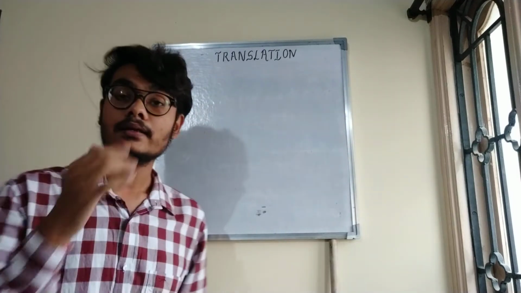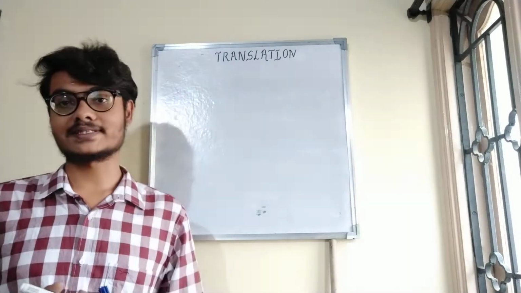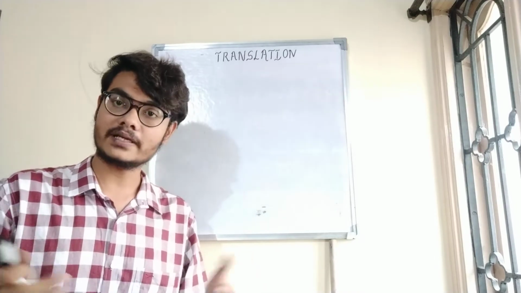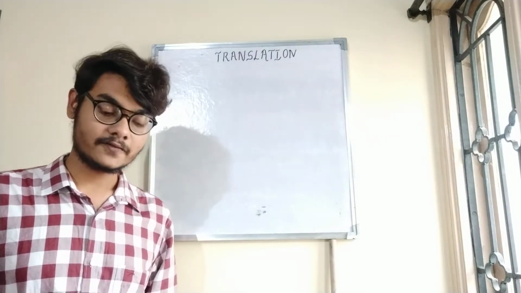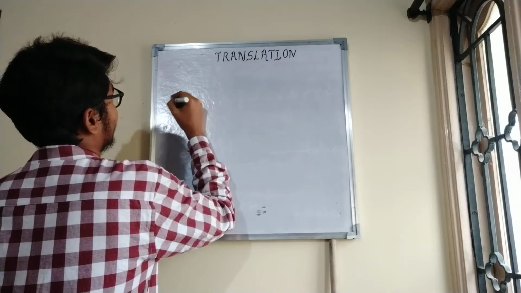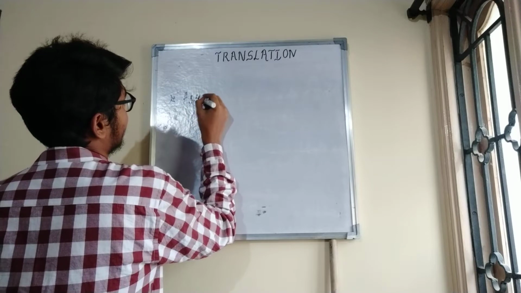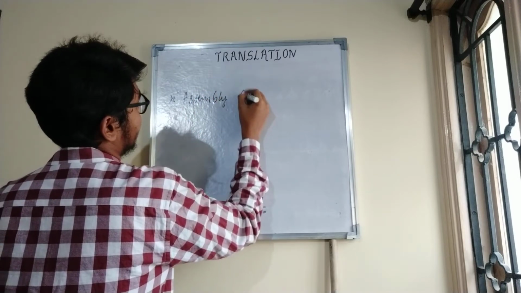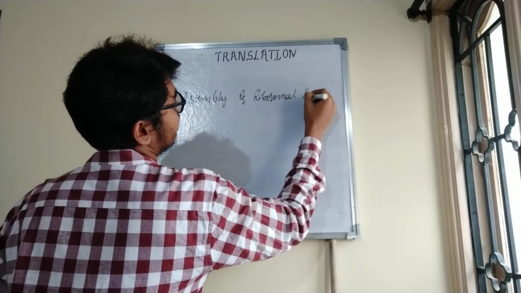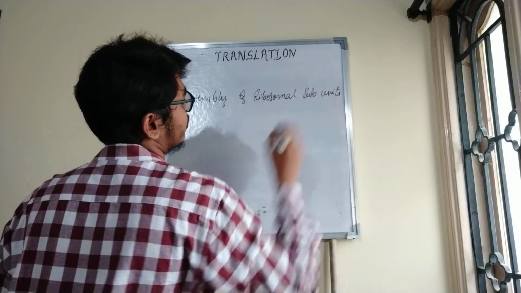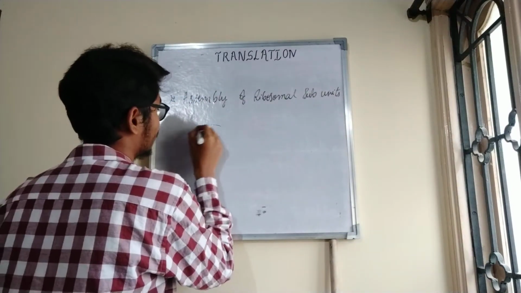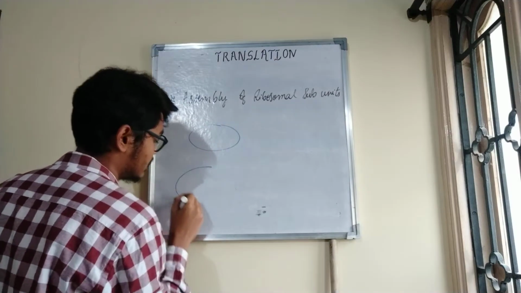Now we have to talk about the protein synthesis. This protein synthesis will be taking place in various stages. The first one is the assembly of ribosomal subunits. You know that ribosome, it will be having two subunits, smaller subunit and larger subunit.